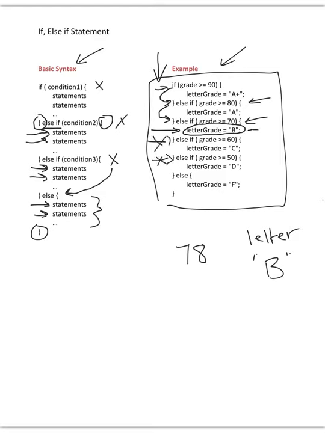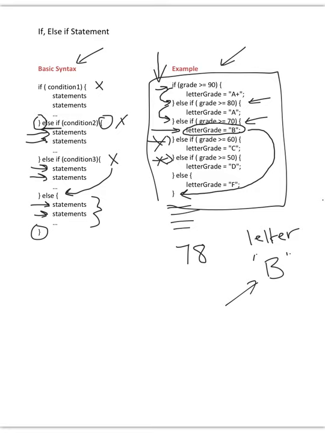What it does is it jumps down to the very end of the statement. It has already found a true condition, so it performs the statements, and then it jumps down to the end of it, and it continues working on any code that might be listed down here. Okay, so in that way, you see that in the end, our letter grade will be B, which is what we want to achieve.